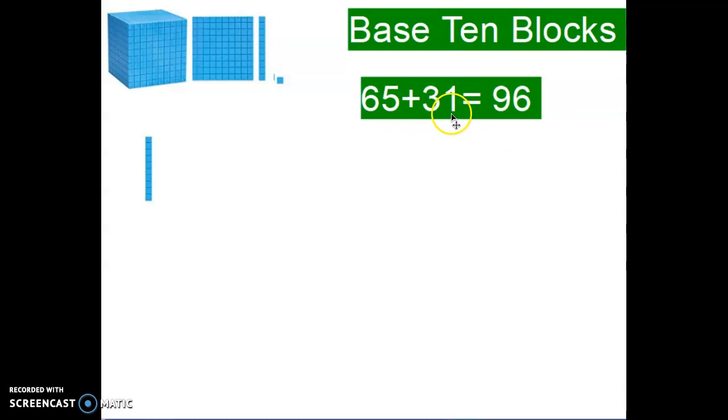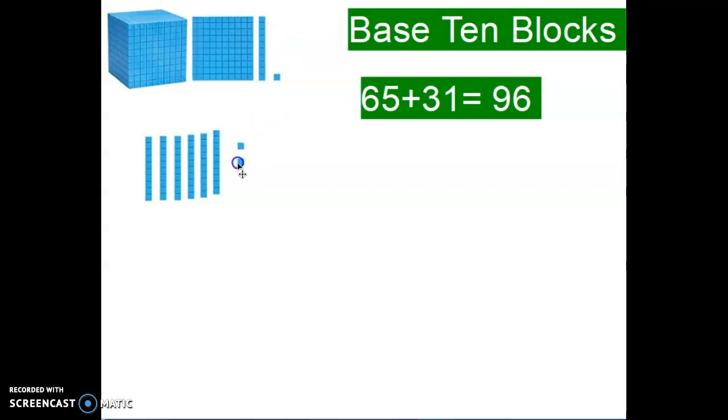We also have talked about adding the ones place first using the standard algorithm, which 5 plus 1 is 6, 6 plus 3 is 9. But let's also show that here with the base 10 blocks. So if I'm showing the first number, 6, that's 10, 20, 30, 40, 50, 60, and then now I'm going to show the ones.